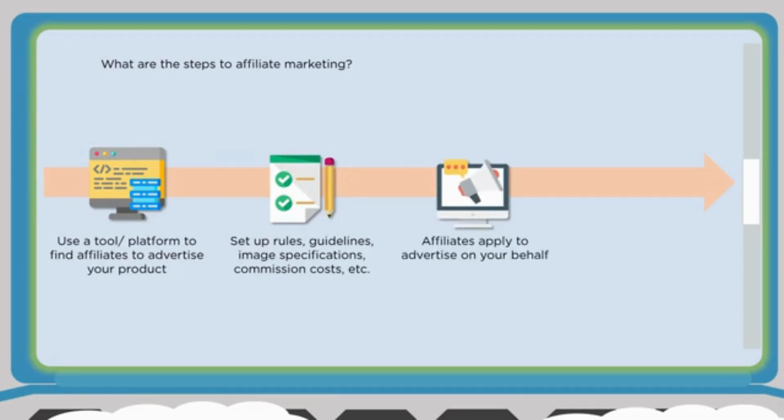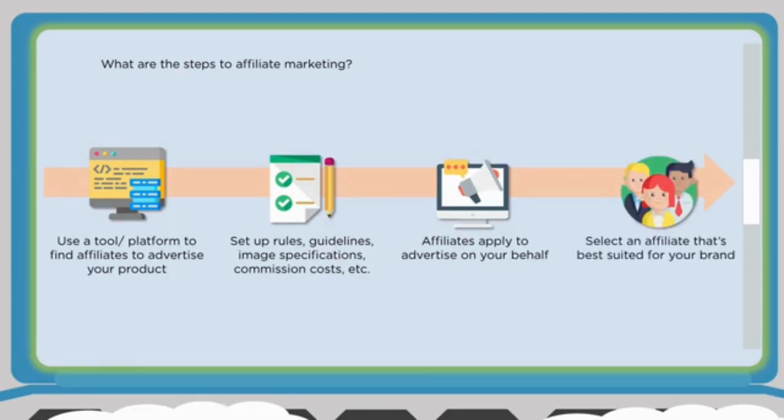Now, affiliates apply to advertise on your behalf. So they're going to say, hey, I'm interested in selling your product or service. So you're going to use that platform, if it's Commission Junction, to approve or disapprove the affiliate's request to advertise on your behalf. And really what you want to try and do is leverage the platform as best as you can. And a lot of these affiliates are out to make money, and some of them are really good. You need to be able to choose the affiliate that is going to represent your brand, product, or service the best.